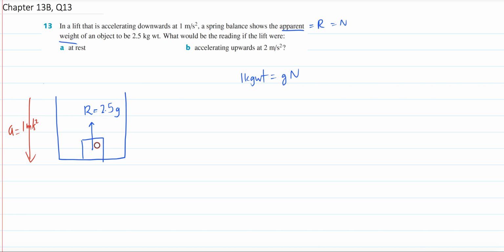So first of all, let's label everything in our diagram. You have your reaction force, and obviously you have your weight force. Weight force is always equal to mass times gravity, regardless of any scenario.